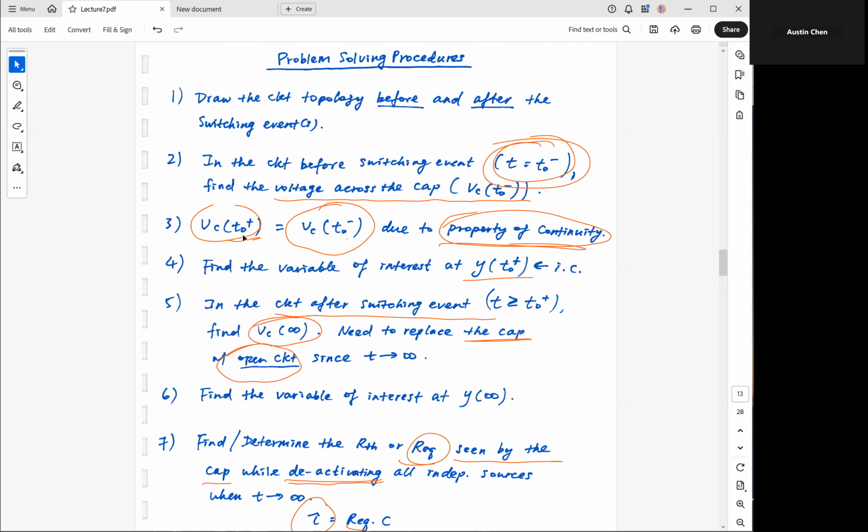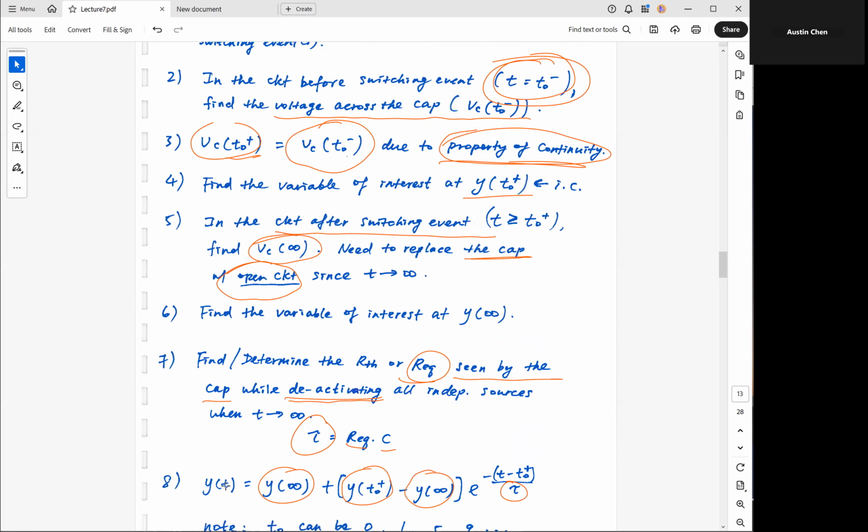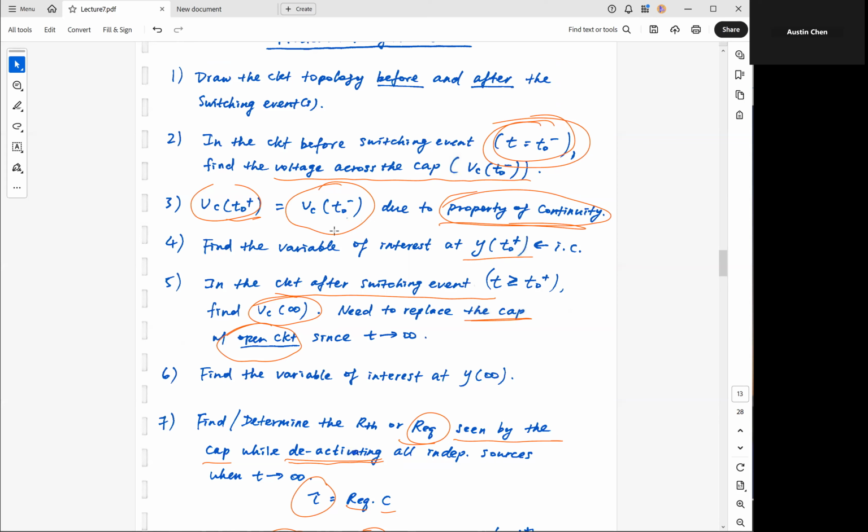Because eventually what we're interested in is to find VC of t. And to find VC of t, we need to know VC at infinity and VC at 0 plus, not 0 minus, 0 plus, after the switching event. So we need to make this statement: VC at 0 plus is equal to VC at 0 minus. We can say this because we know VC at 0 minus from the previous step, and also because of this property of continuity. So this validates this statement here.